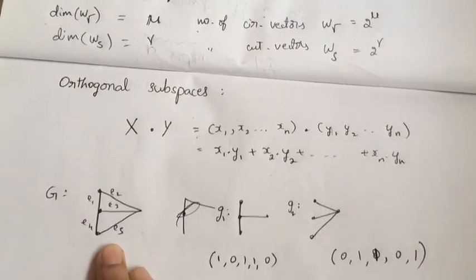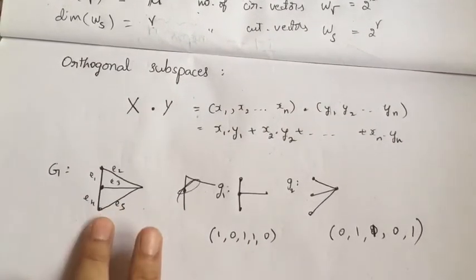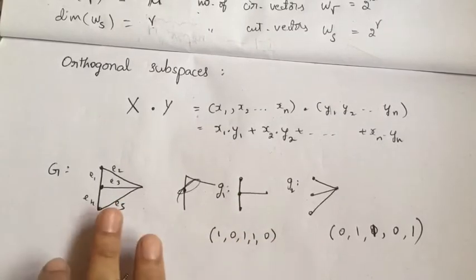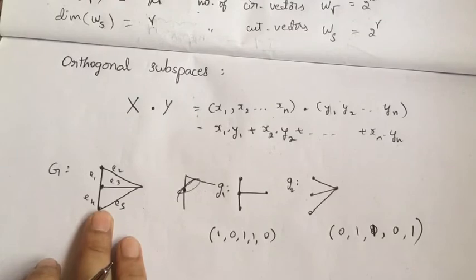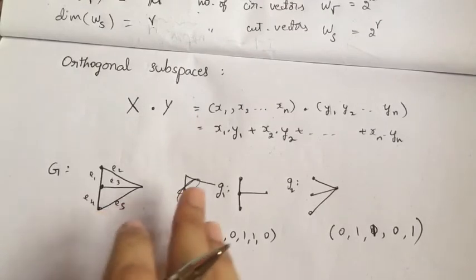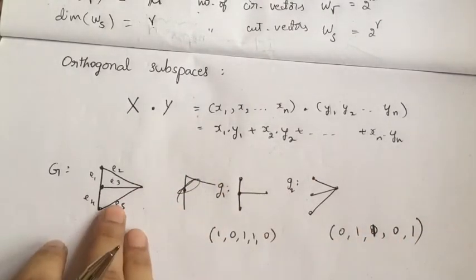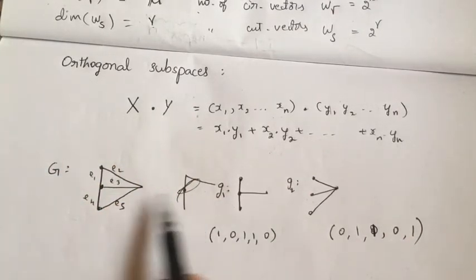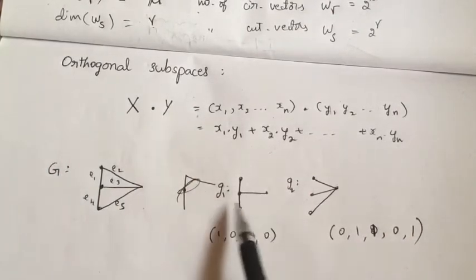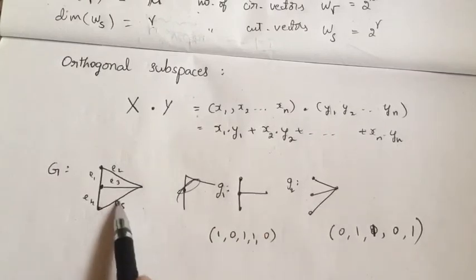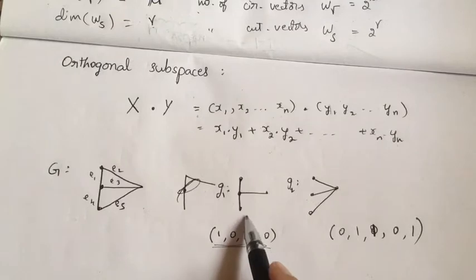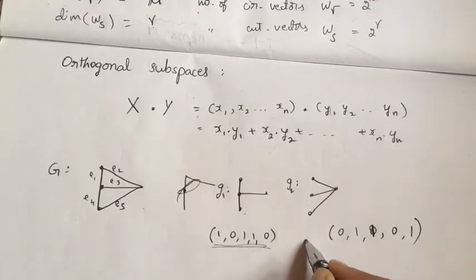Just to explain the orthogonality of vectors, suppose I have a graph G. Suppose this is my graph G. I'm taking almost the same example to explain one full topic, so that with an example you can remember the properties associated with that graph. So this is my graph G, and G1 and G2 are subgraphs of G, and this is the vector representing this subgraph, and this is the vector representing this subgraph G2.